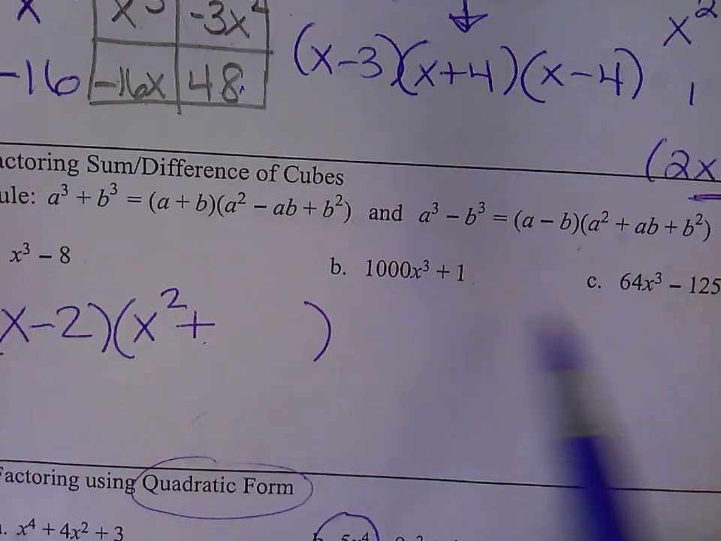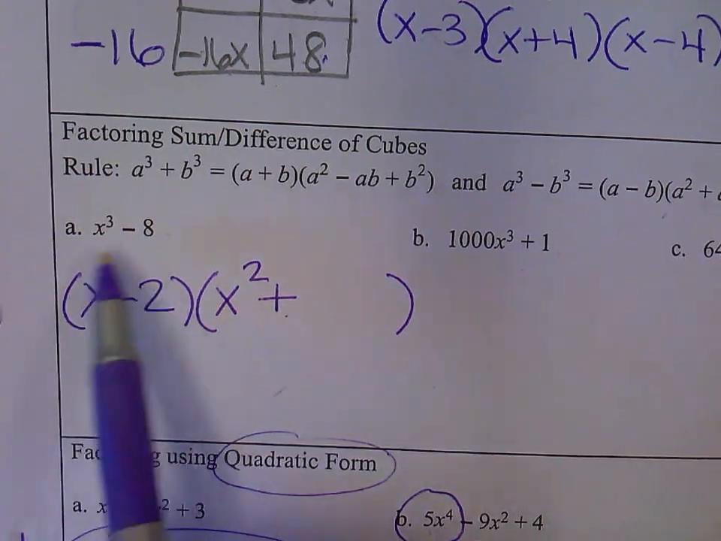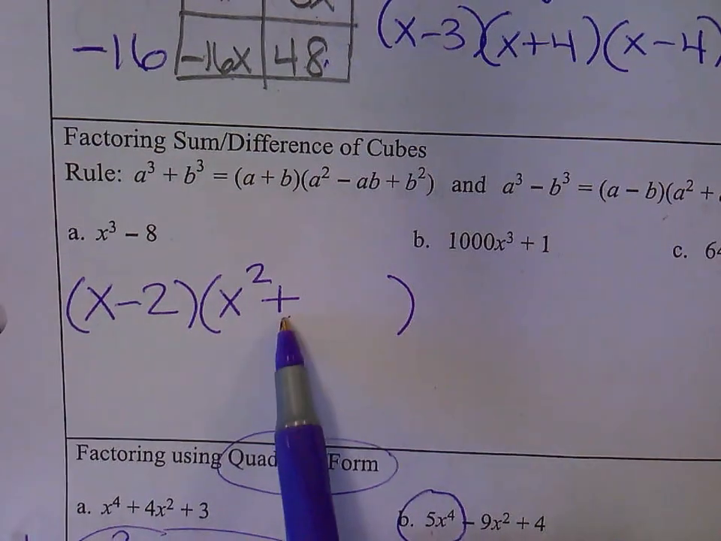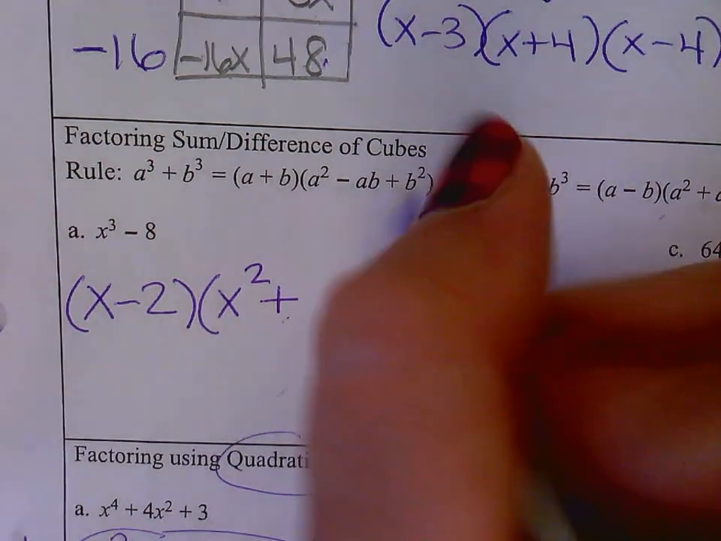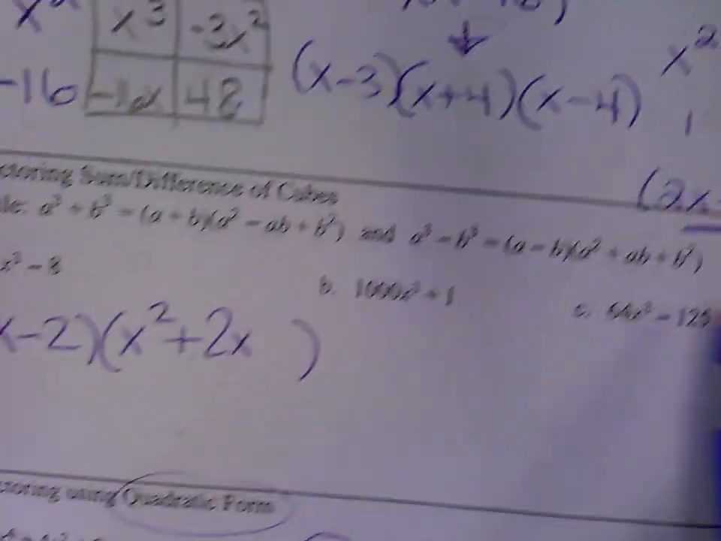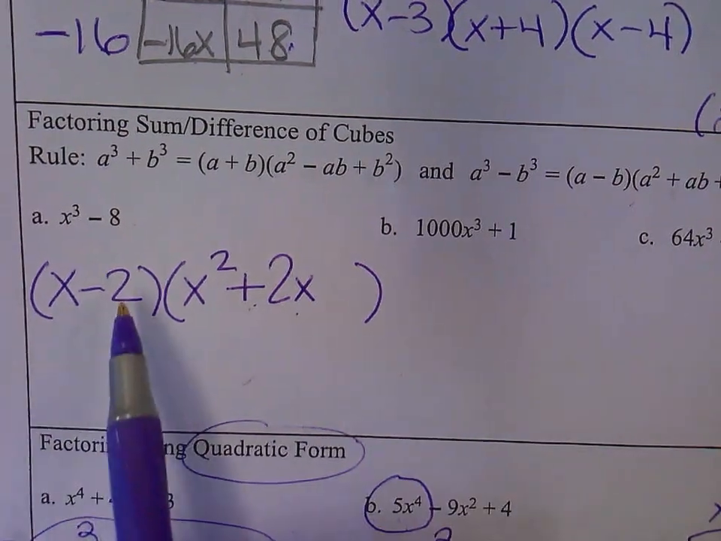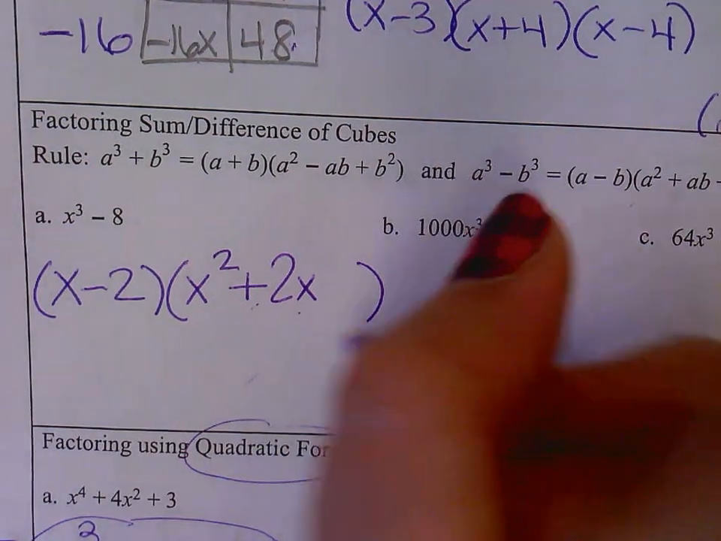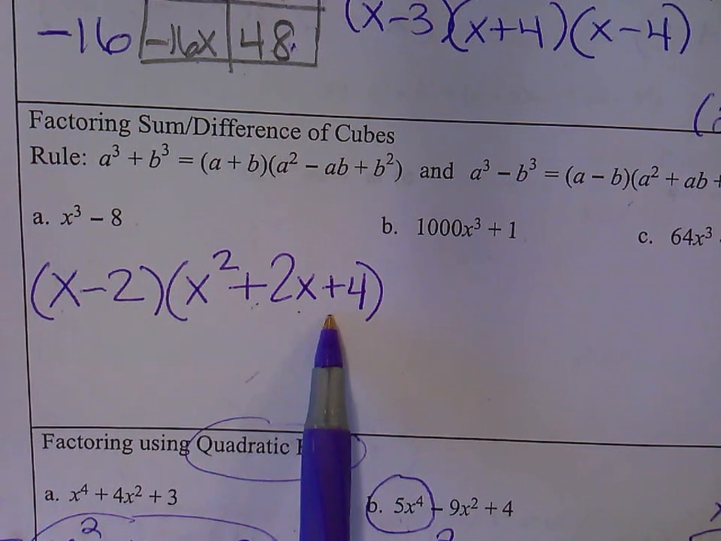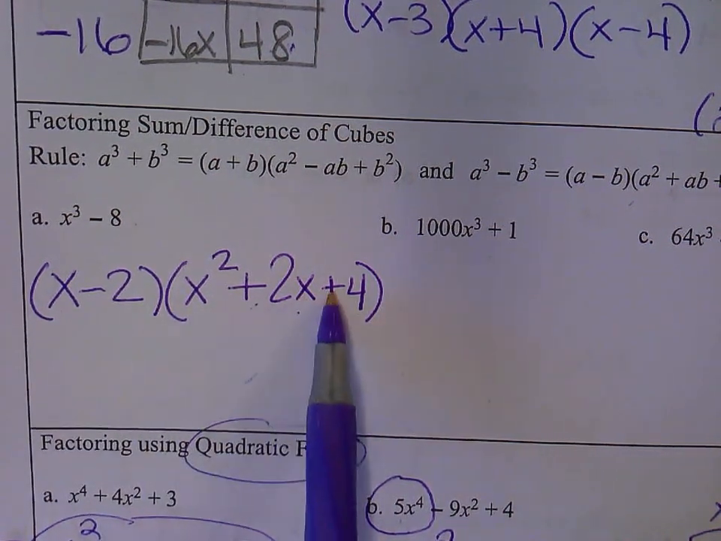Then it says multiply a times b, which is 2x. You might think, oh, it's negative 2x. But the formula says put a plus sign there, so you make it 2x. And then the last thing you do is it says take b squared. And if my b value was 2, 2 squared is 4. So this is considered factored form: x minus 2, x squared plus 2x plus 4.